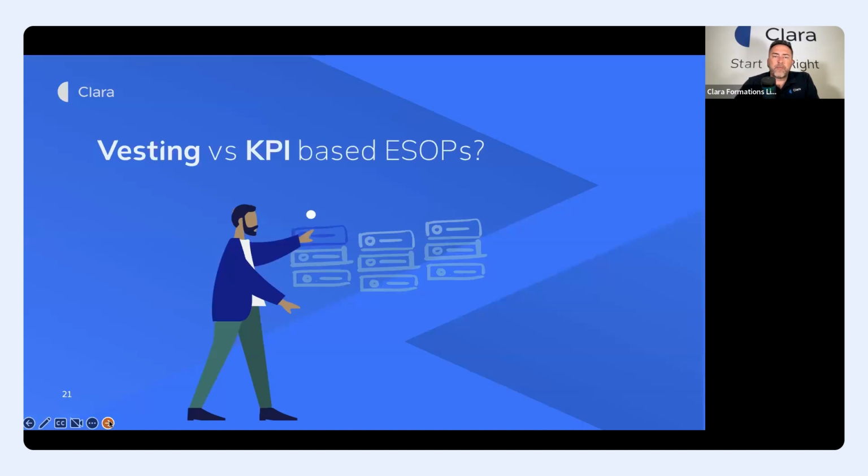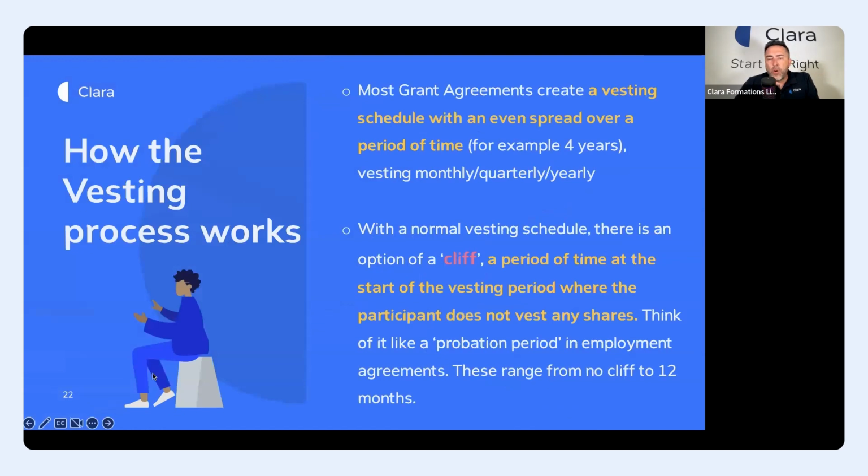So we're going to talk now about vesting versus KPI-based ESOPs. The most common one, and the one that you'll see in most startups, is where you have a vesting period of time. You'll do something between 2 years to 4 years. They will vest the shares, maybe monthly, quarterly, or annually. It really doesn't matter. It depends on what your needs are.